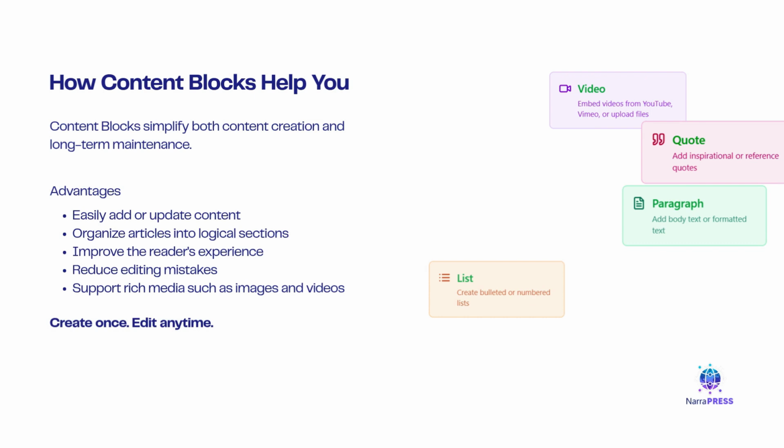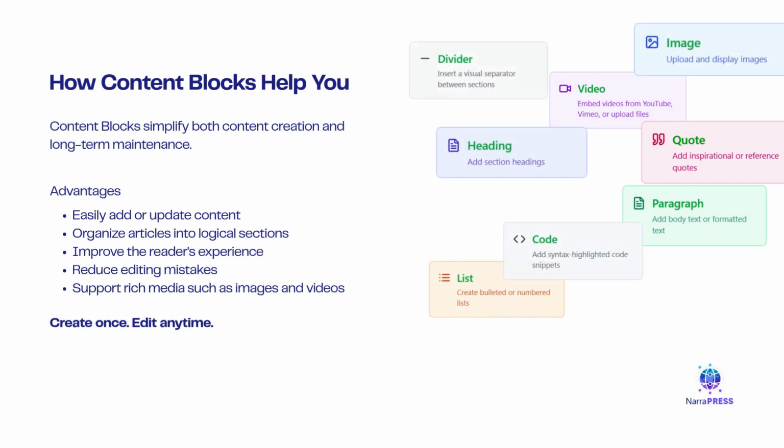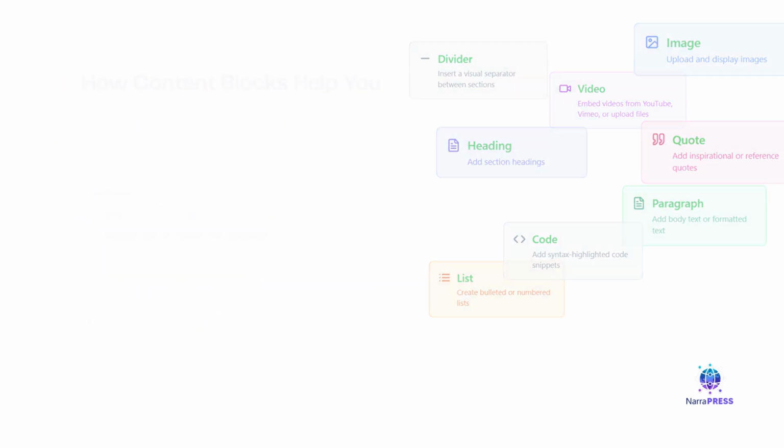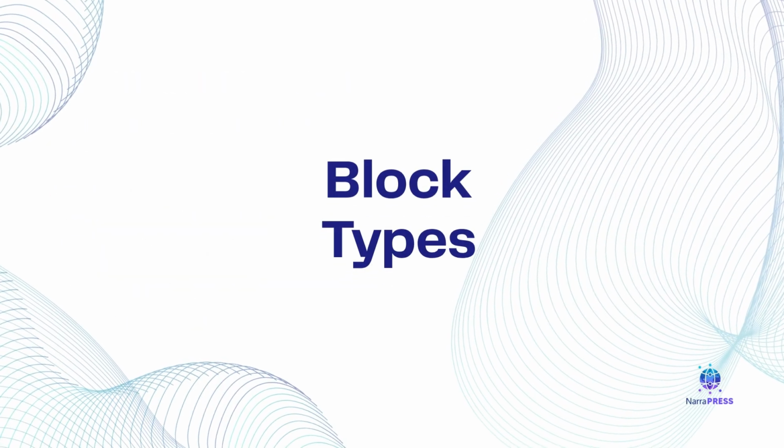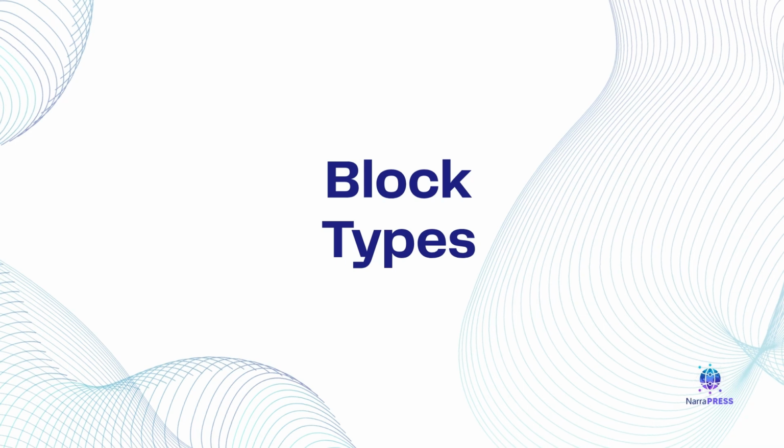Finally, content blocks encourage better writing. Because every section has a purpose, you're more likely to create articles that are easier to read, more visually appealing, and more engaging for your audience. Now let's look at each block individually.